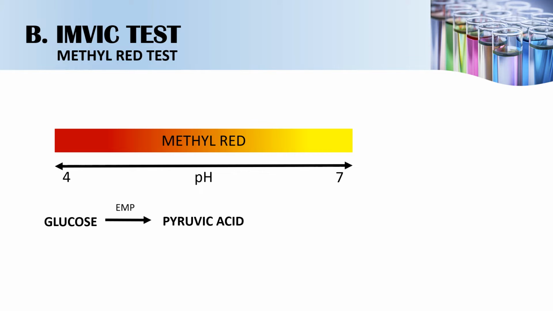Some bacteria, like Escherichia coli, which is a mixed acid fermenter, enter the mixed acid pathway and convert this pyruvic acid to stable acids like lactic, acetic, and formic acids. So mixed acid fermenters such as E. coli produce a mixture of fermentation acids and thus acidify the medium.